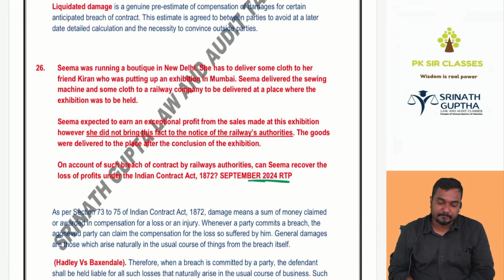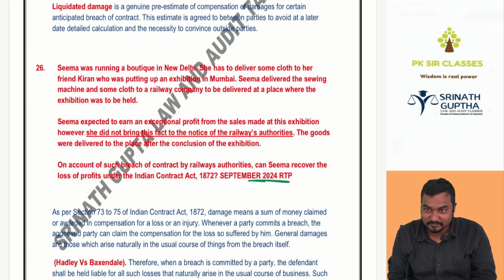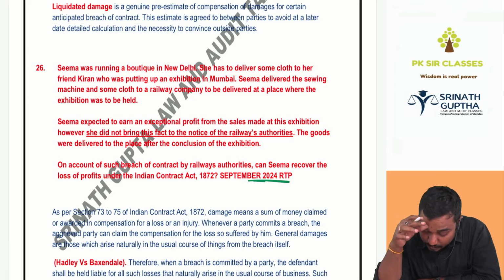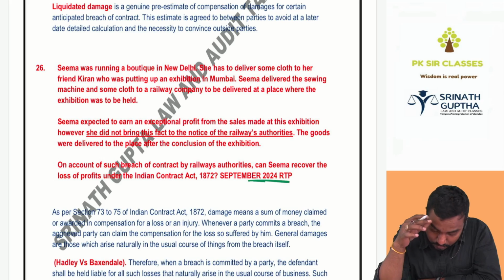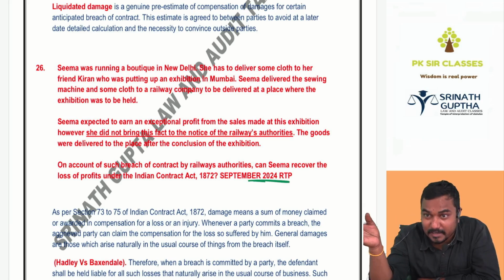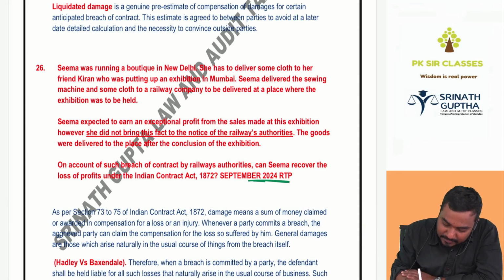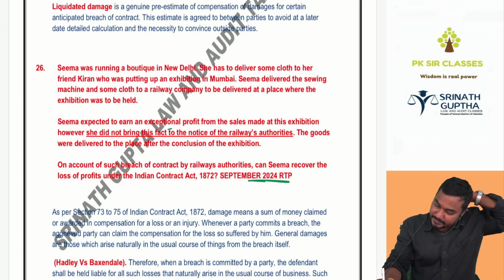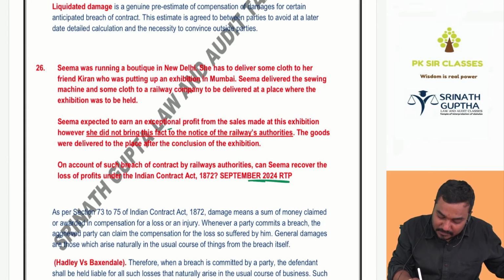24 RTP September. Seema was running a boutique in New Delhi. She had to deliver some cloth to her friend Kiran, who was putting up an exhibition in Mumbai. Seema delivered the sewing machine and some cloth to railway company to be delivered at the place where the exhibition has to be held. She said to the railway company, please supply this at the Nampally railway station. Seema expected to earn exceptional profits from the sales made at the time of exhibition. However, she did not bring this fact to the notice of the railway authorities.